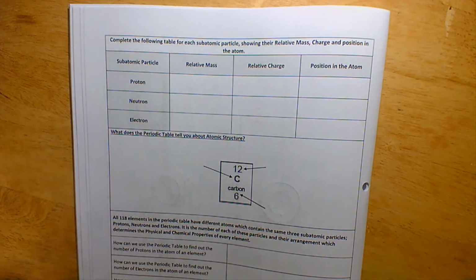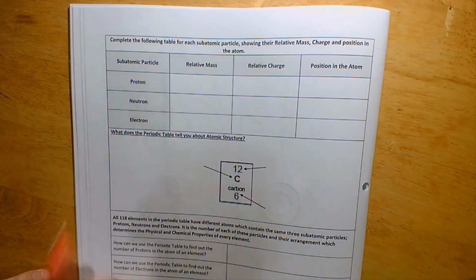So now we know about the three subatomic particles, we need to know three things about each one of them. You need to know their relative mass, their relative charge, and the position within the atom. You don't need to know their actual mass in grams or kilograms because they're very, very small. So they've got very, very tiny mass. So we use the term relative mass.